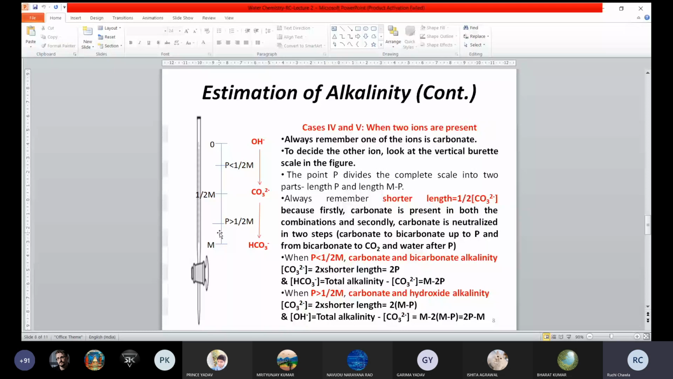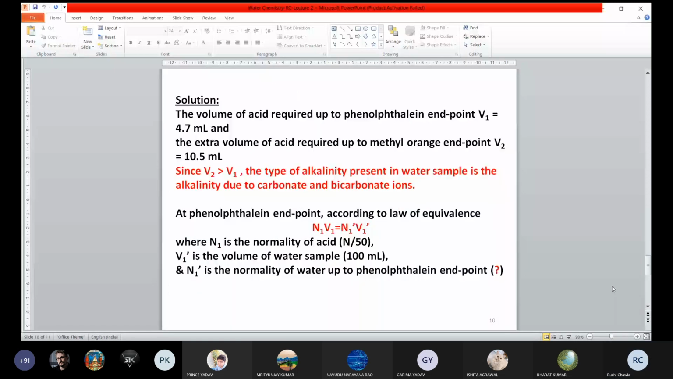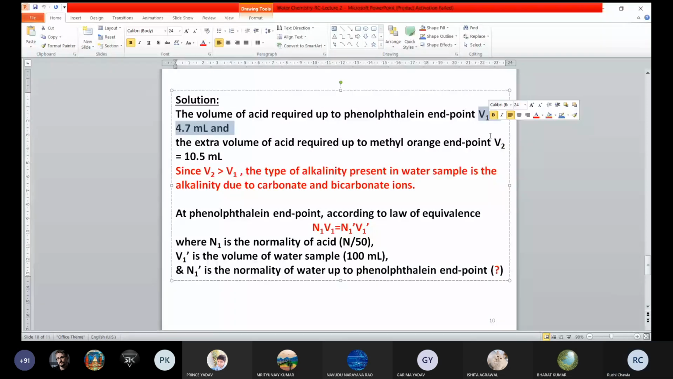So how will you display the result? First of all, you will identify V1 and V2. You will write the values. And then you will write, since V2 is greater than V1, that is why the type of alkalinity present in the water sample is due to carbonate and bicarbonate ions. When you write it in this format, then only you can score full marks. If you write the answer directly, then you will be losing marks.